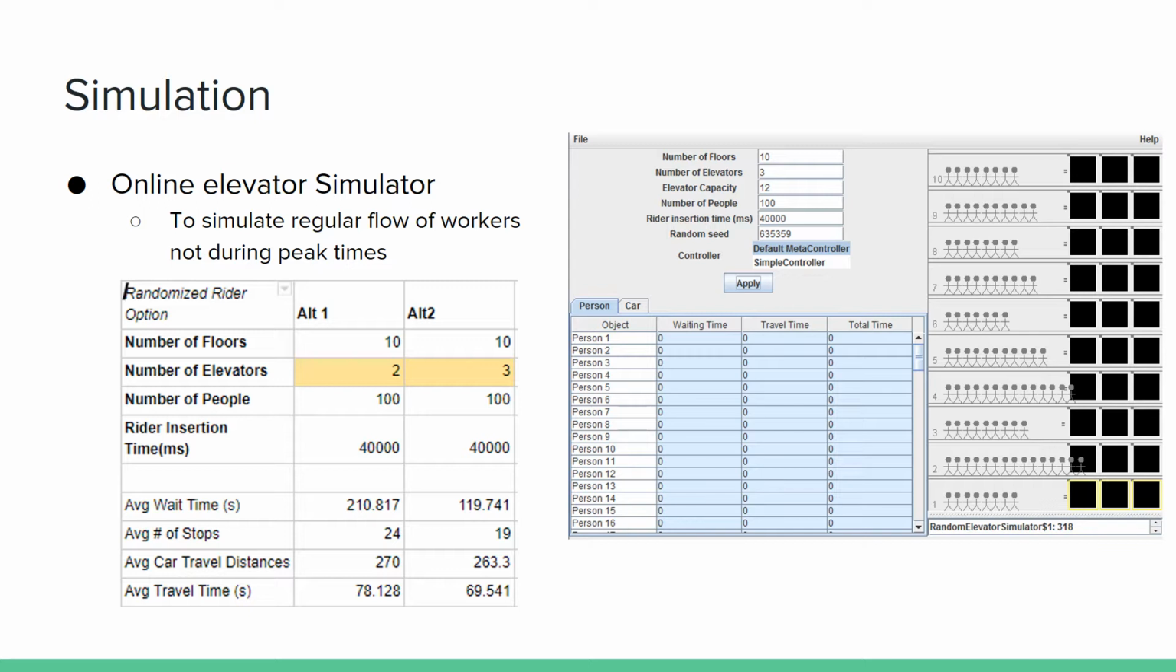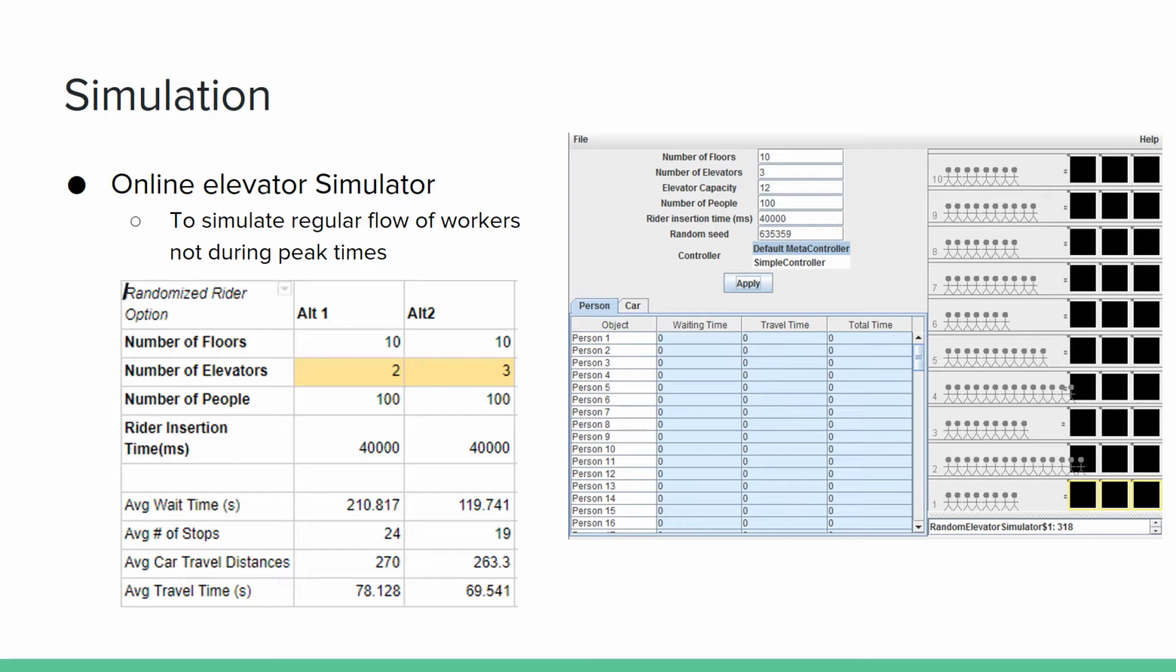And to get an idea of how the number of elevators in the system would affect the results, we kept all the other inputs constant. We used our collected data as inputs, such as 40 seconds for workers to get on the elevator, about 100 people on the job site at one time, and about 10 floors being accessed at one time.